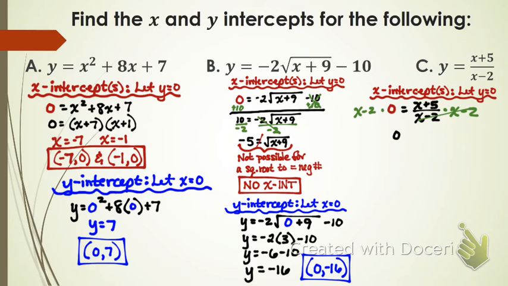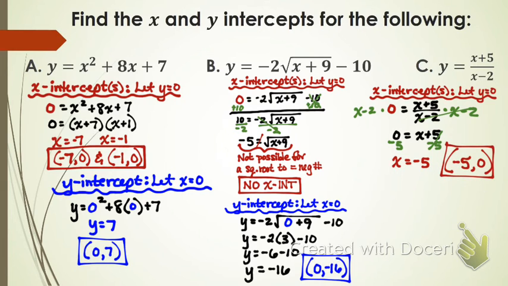So I get 0 over here equals x plus 5. Subtract 5 from both sides. Where does this cross the x-axis at? X equals negative 5. So my ordered pair would be negative 5, 0.